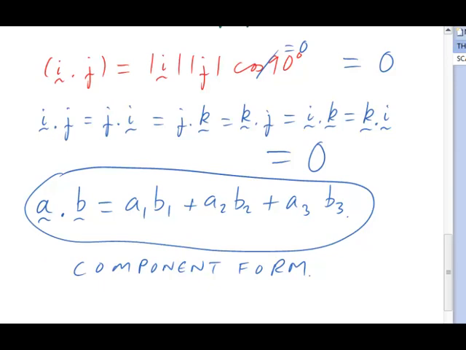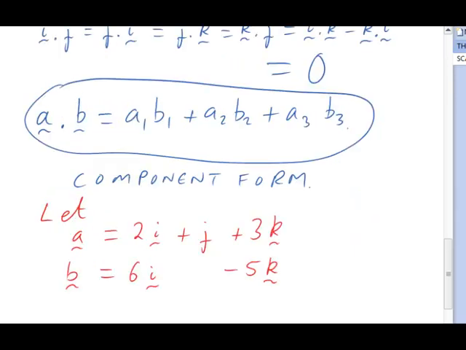To demonstrate how useful this is, I'm going to finish off with an explicit example in which we know the values of a1 to a3 and b1 to b3. So let me now write down two vectors, a and b, with some numbers for components. Here are an a and a b that I've made up. Notice that b has no j component. We think of that as 0j when we do the dot product.